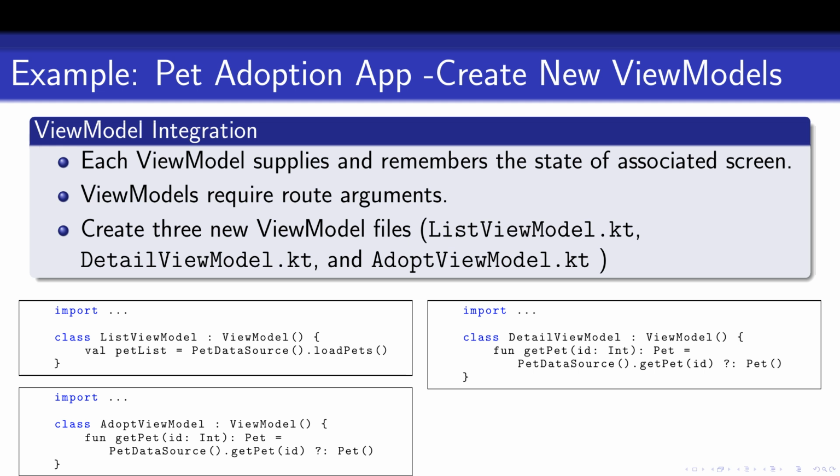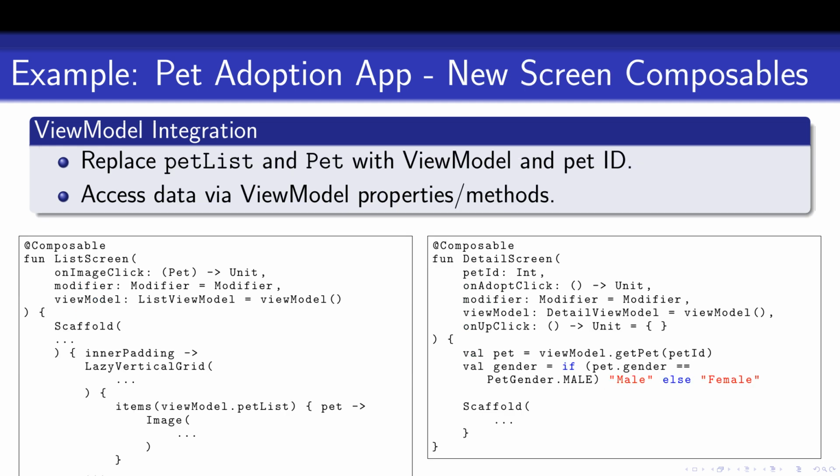You'll create 3 new view model files, one for each screen. ListViewModel loads the pet list, while DetailViewModel and AdoptViewModel each provide a method to retrieve a single pet by ID. This structure is clean, testable, and easier to maintain.